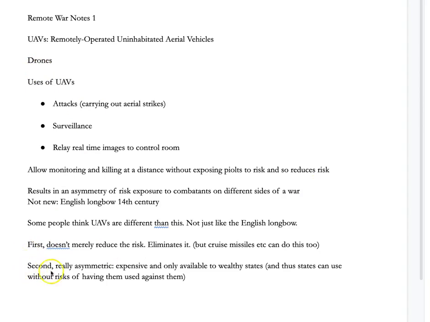And so, two things that are supposed to be distinctive and new about UAVs, according to some people. First, they don't just reduce the risk for one side, they eliminate it. Second, they're expensive in such a way that they're only available to wealthy states. And so such states can use them without risks of having them used against themselves.